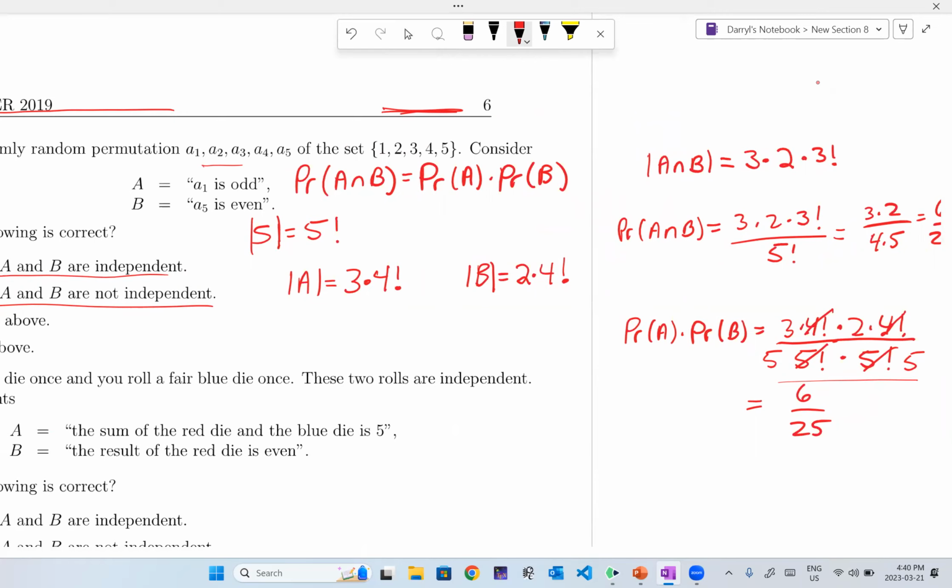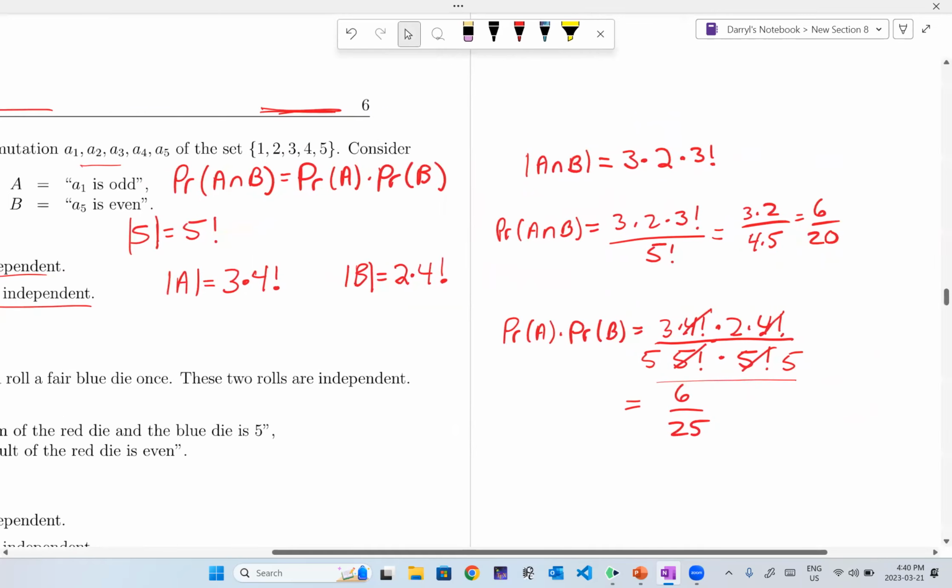No, because you have to multiply them together, right? Potentially, at some point you might just spot it, that they're not going to be equal, but in this case, they're pretty close, right? 6 over 20 and 6 over 25. So A and B don't have to be the same probabilities. They just have to multiply to be equal to this. All right. Other questions?